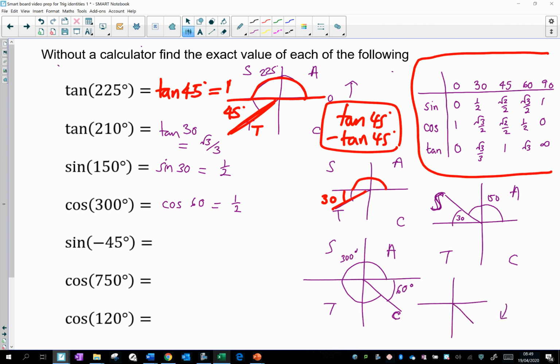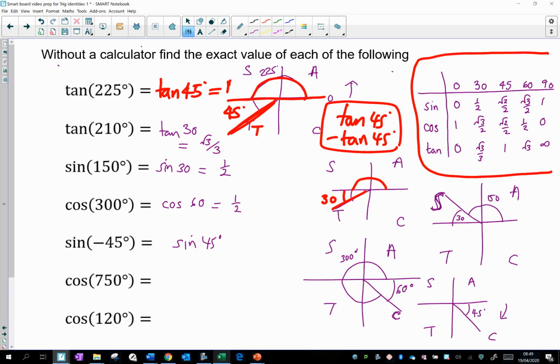So I'm going to put 45, so that is 45 degrees. The angle made with the x-axis, that's easy, that's going to be 45 degrees. A, S, T, C. Okay, the sine of minus 45. Now, we know it's going to be something to do with sine 45. But is it going to be positive or negative?